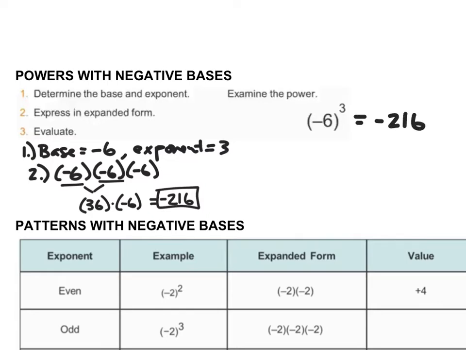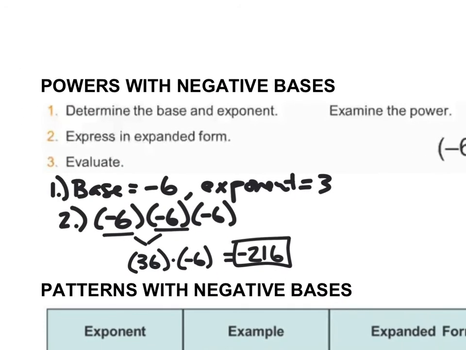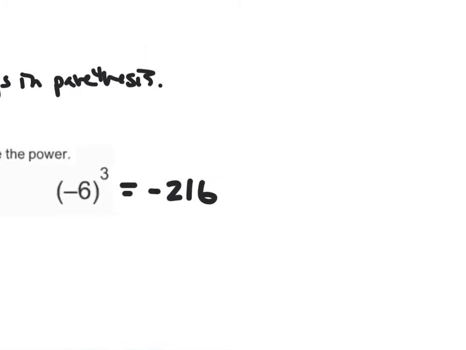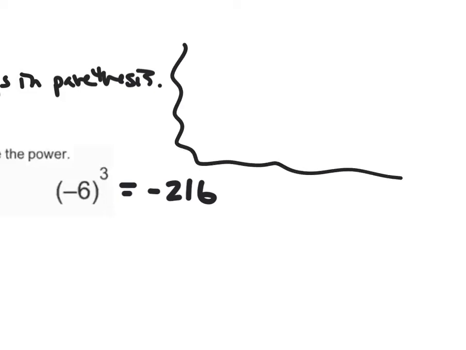Now what I want you to notice here is that with powers with negative bases, the negative base is always in parentheses. That's a big thing with this. And I want to show you something. Let's look at another example here. If I were to do, say, -2, let's not do -2. Let's do -4.